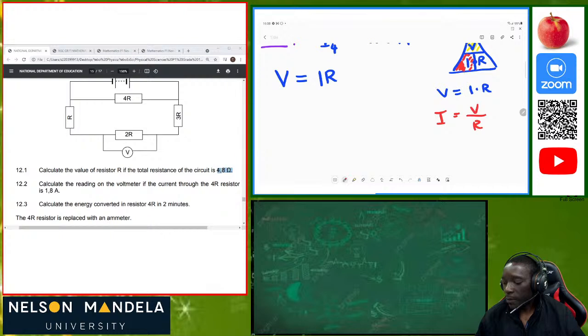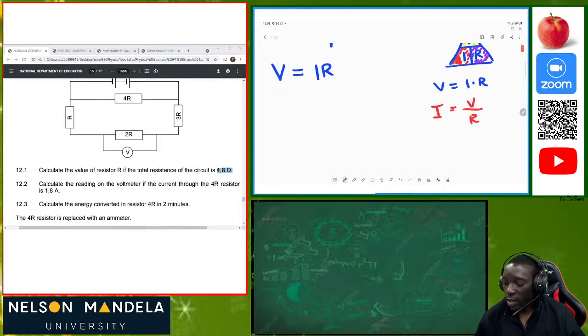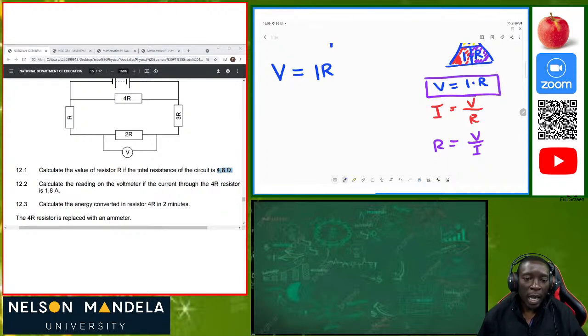Making, in this case, I the subject or R the subject. If you want R, R is V over I, because if you close out the part that has R, then V is above I. So R equals V over I. That's one way of remembering it, in case you forget. But as long as you don't forget any of these equations here, home and dry.